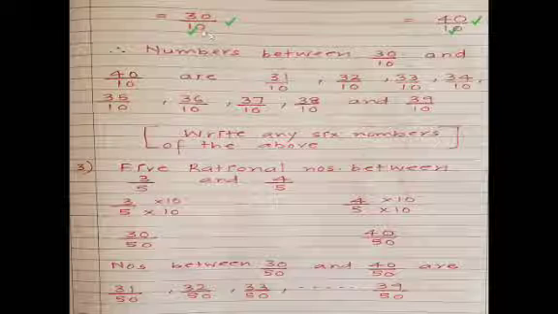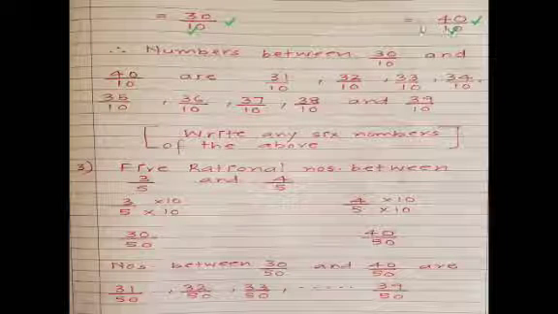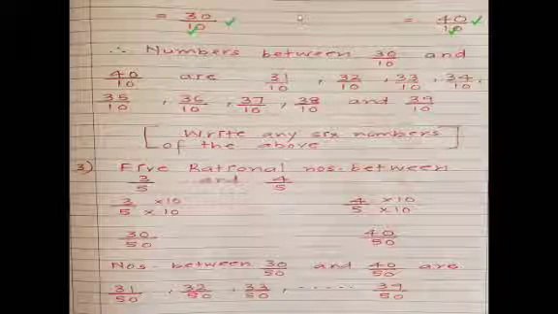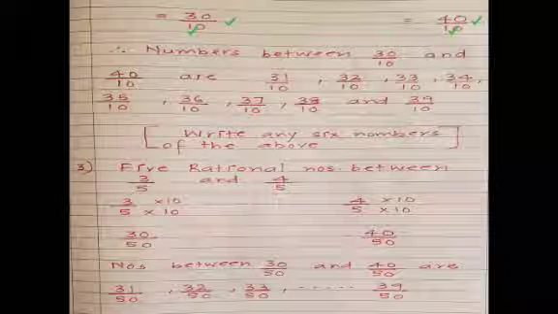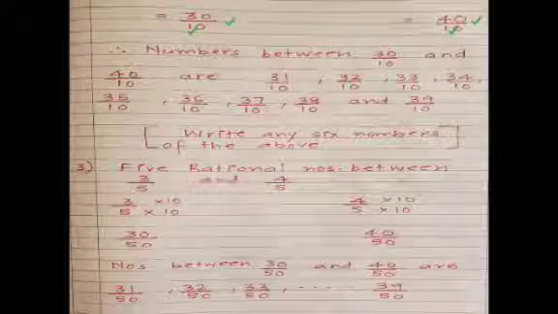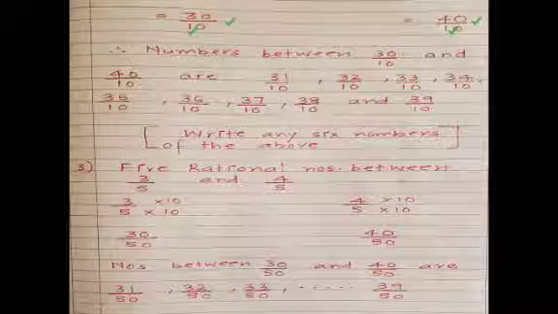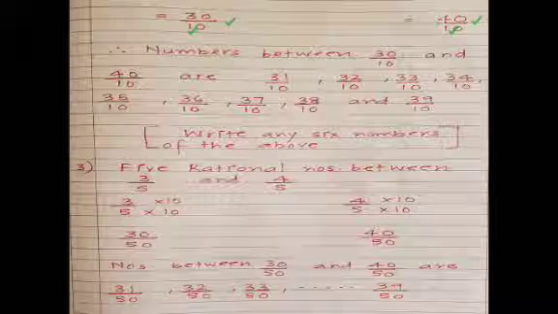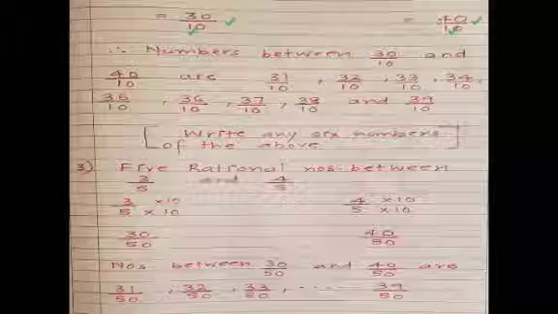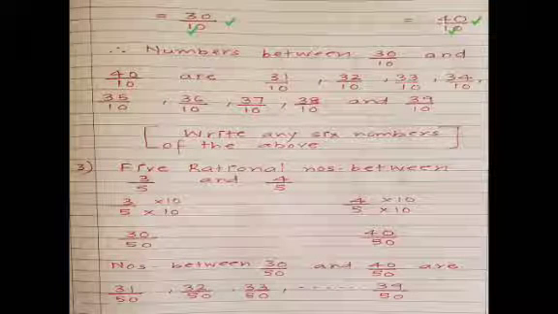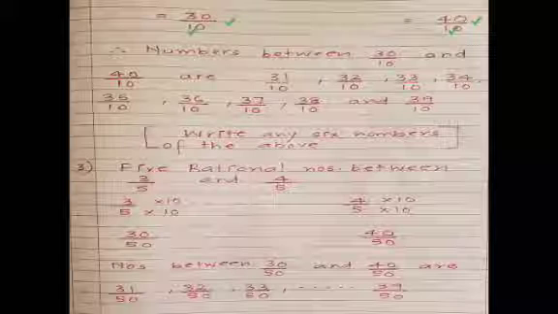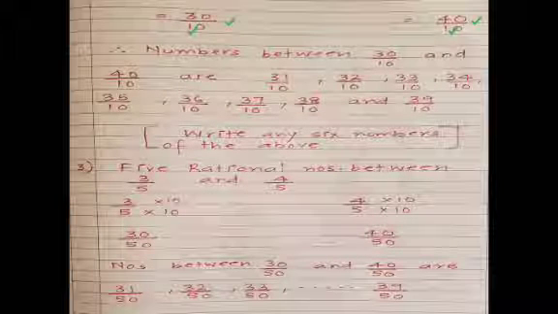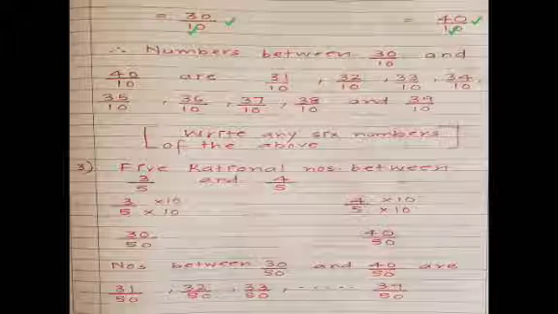So once I get the same denominator, the next thing that I would do is compare my numerator. You can see over here, the numerator is 30 and over here, the numerator is 40. Now all that I have to do is find numbers between 30 and 40. So the numbers between 30 and 40 would be 31, 32, 33, 34 till 39.